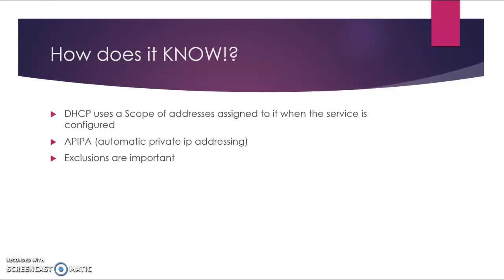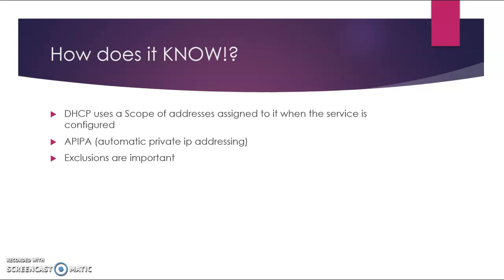So how does it know what addresses to give for what? The way this happens is it uses a scope of addresses that you've assigned to it when the service is configured in the first place, and it'll contain information like the IP address network that it's on, the subnet that's assigned to it, and the range within that subnet that it is allowed to give out to devices.